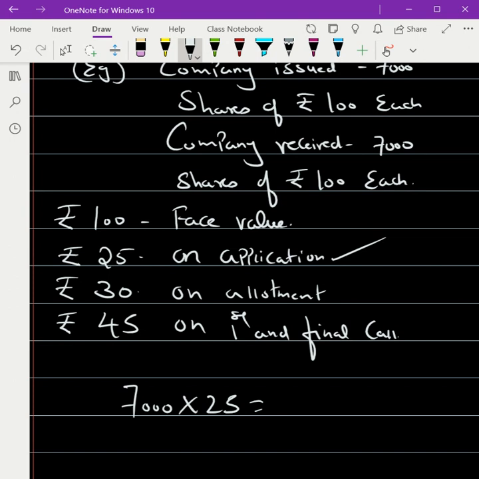What is 7,000 multiplied by 25? Is it rupees 1,75,000?